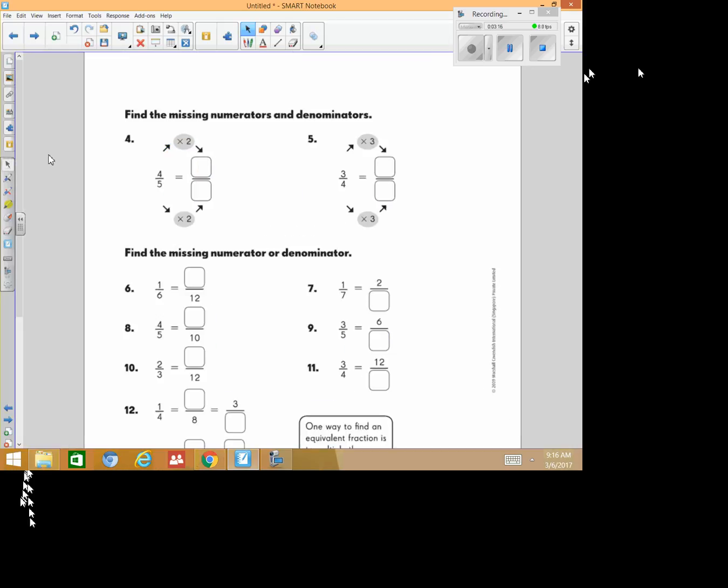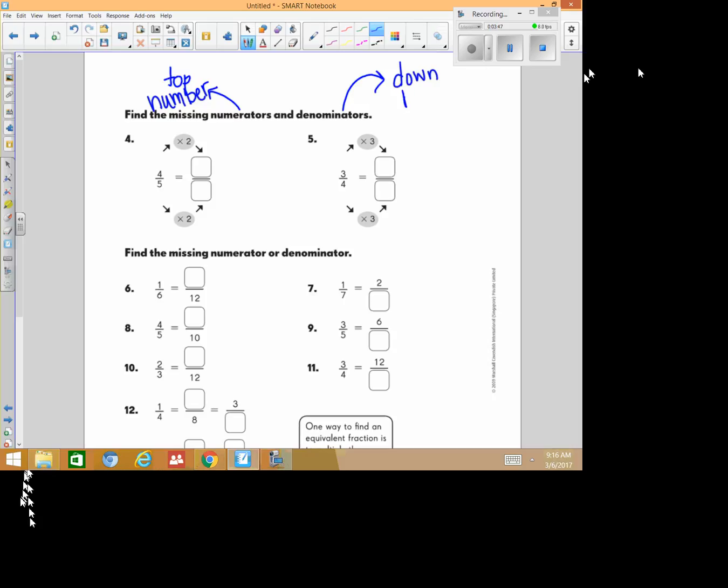Okay? Find the missing numerators. I want you to draw an arrow this way. Numerator is a top number. Top number. Okay? Denominator. Well, if I got the top number, what do you think the denominator is? The down, right. Denominator is the down number.